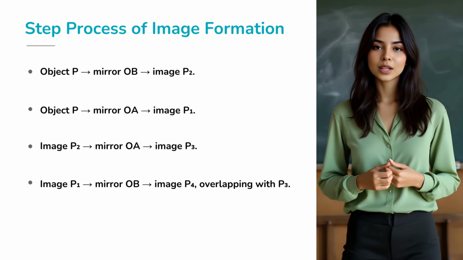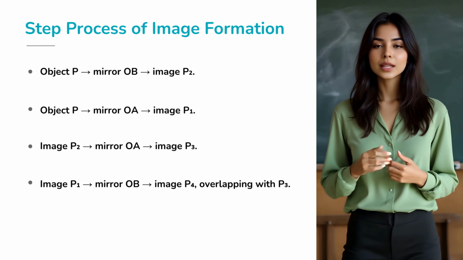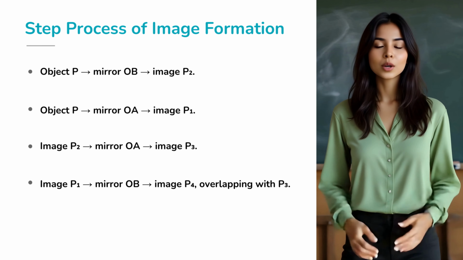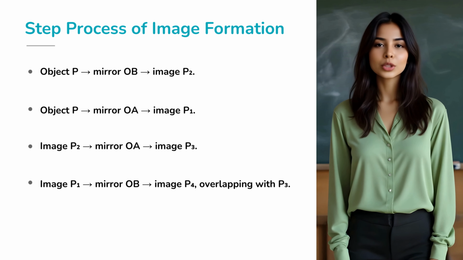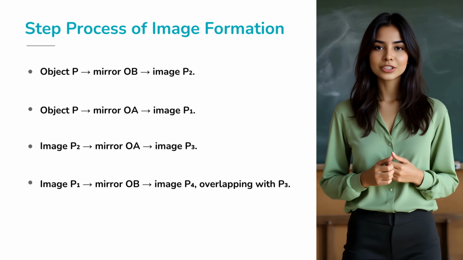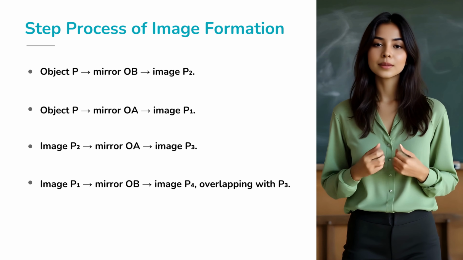But here's the kicker. P3 and P4 overlap, meaning they occupy the same spot. So although mathematically we thought 4, in reality we only see 3 distinct images. It's like when two guests accidentally sit in the same chair, they're counted once.